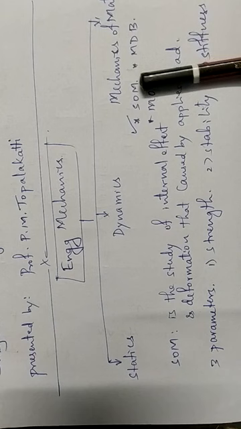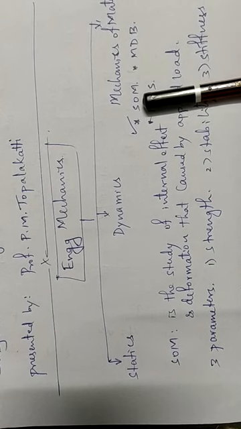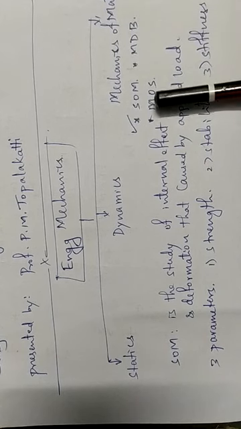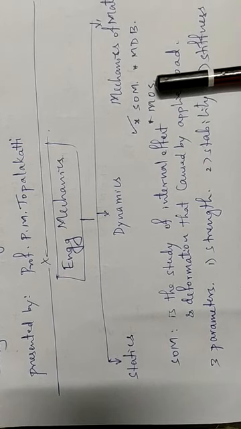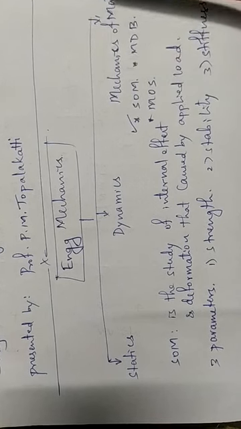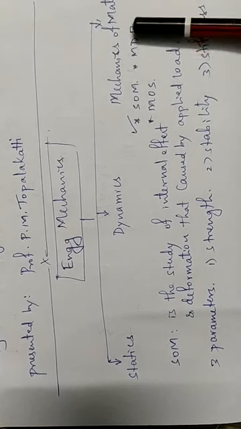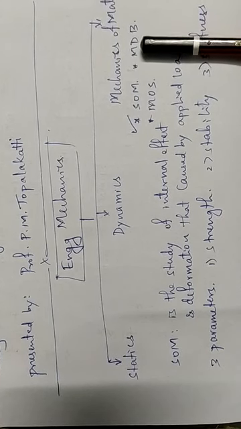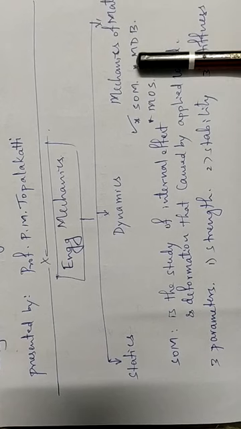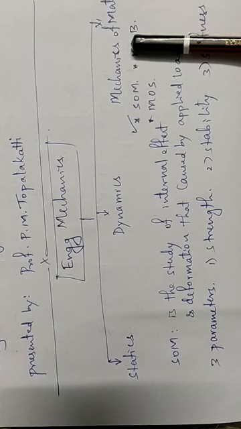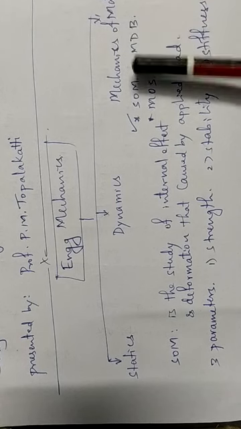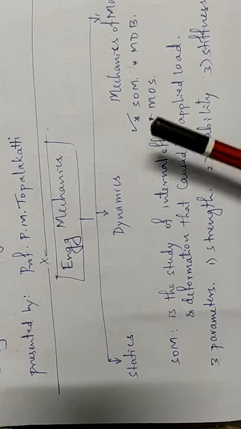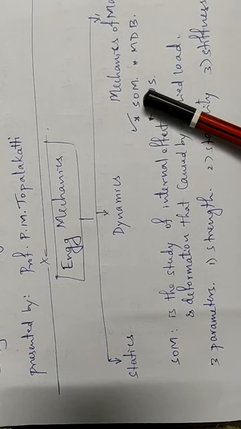These all have the same meaning: strength of material is SOM, MDB is mechanics of deformable body, MOS is mechanics of solid, and one more is MOM, mechanics of material. These all give the same meaning with respect to the different branches: mechanical, aeronautical, civil, and also IP, industrial product engineering. First, according to the civil aspect, we should consider the strength of material.